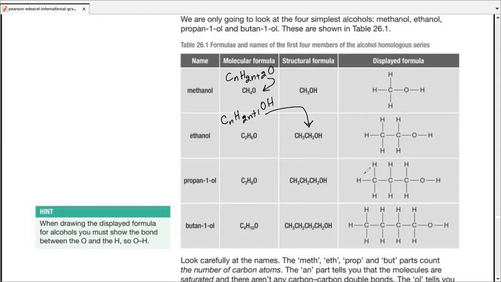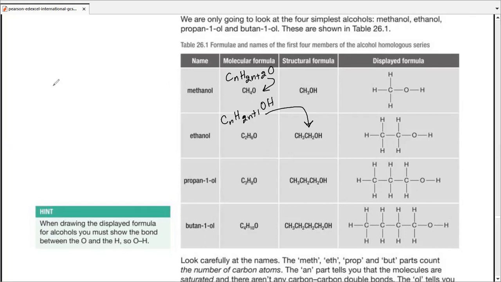You were asking something? Yeah, isn't it 2n plus 2, not 2n plus 1? Sorry, I didn't get it. Why does it say CnH2n+1 next to ethanol?